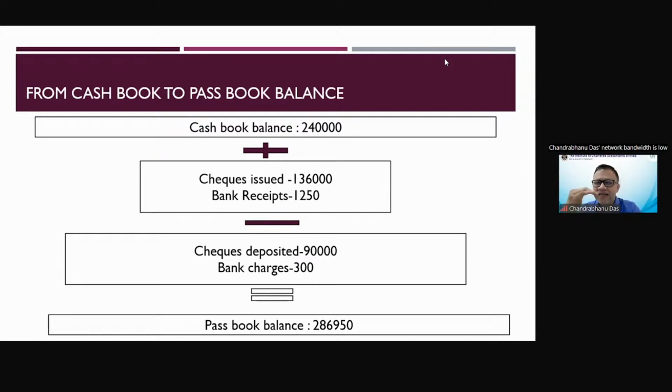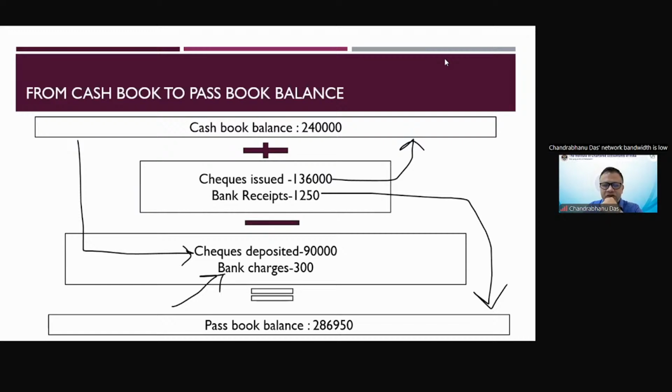This is like a balance representation also. Whatever is reducing your cash book balance, you should increase it. Whatever is increasing your cash book balance, you should reduce it so that you arrive at the passbook balance. This is the basic concept. Now, this is the check issued and bank receipt. Same thing, check deposited and bank charges, which is increasing and which is decreasing. So I'm going fast, assuming that you all know all this.